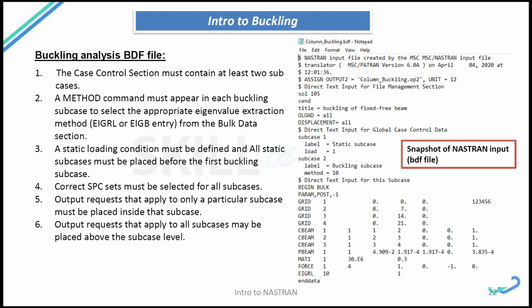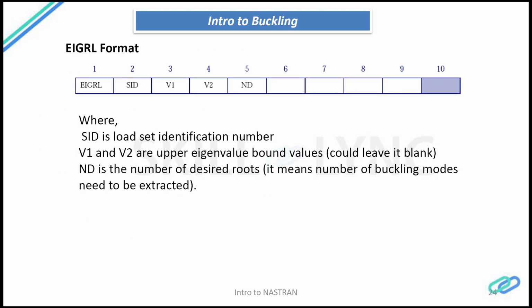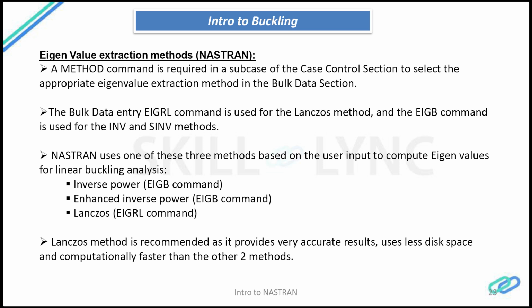So what are all the outputs we are expecting that should be placed within the subcase? Here we are expecting the loads from the static subcase, and on the buckling it is obviously the method that drives. When it's a method, it automatically comes over here, EIGRL, this card, it's the Lanczos method, and we are expecting the eigenvalues and eigenvectors.